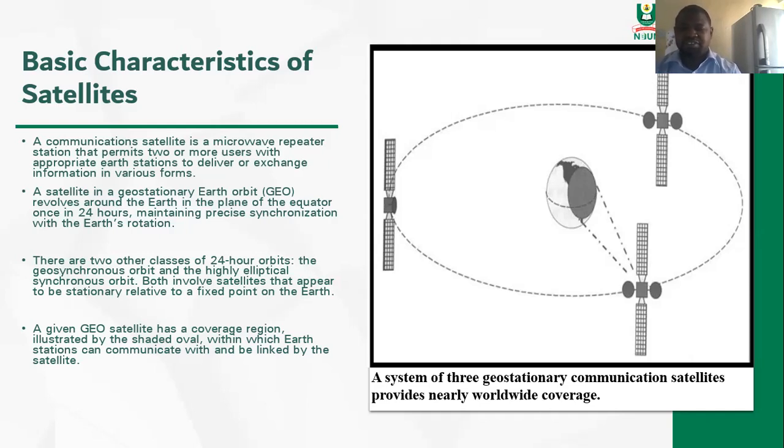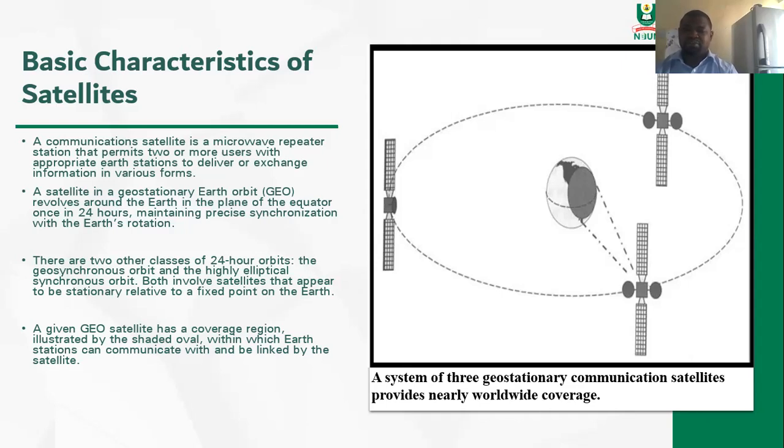There are 2 other classes of 24-hour orbits: the geosynchronous orbit and the highly elliptical synchronous orbit. Both involve satellites that appear to be stationary relative to a fixed point on the Earth. Now, a given GEO satellite has a coverage region illustrated by the shaded oval within which Earth stations can communicate with and be linked by the satellite.